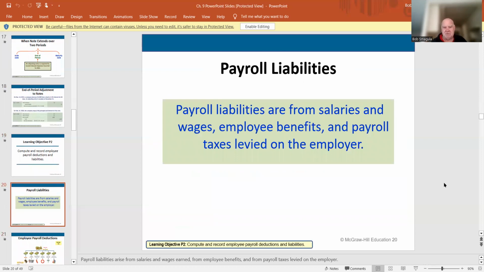Payroll liabilities from salaries and wages. Obviously, the company owes money to the employees, but the company also owes money for employee benefits, payroll taxes, things like that.